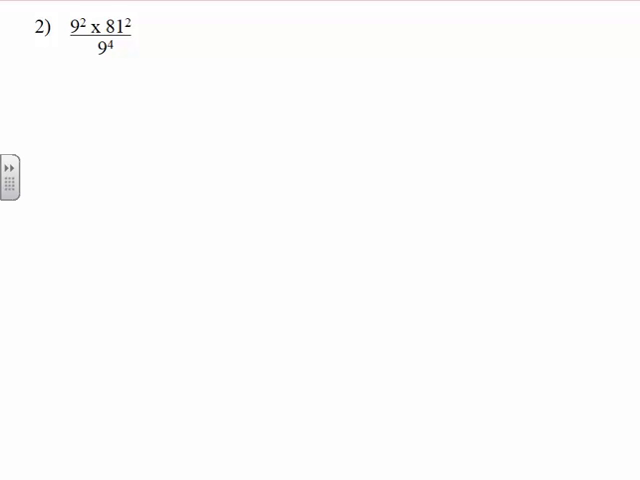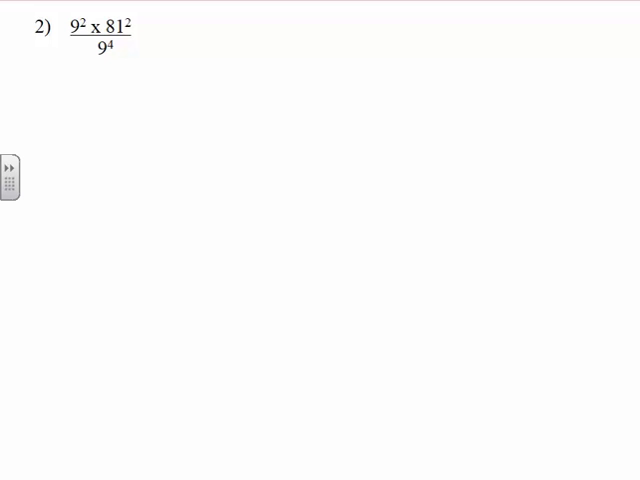Let's look at this final example. So we could approach this two ways. We could start right away by evaluating each exponent and then going through the multiplication and division. However, I wouldn't suggest that because it's too difficult to figure out 81 to the exponent 2 times 9 to the exponent 2, and then that would be a huge number, and dividing that by 9 to the exponent 4.